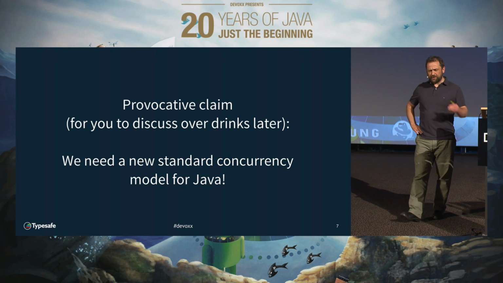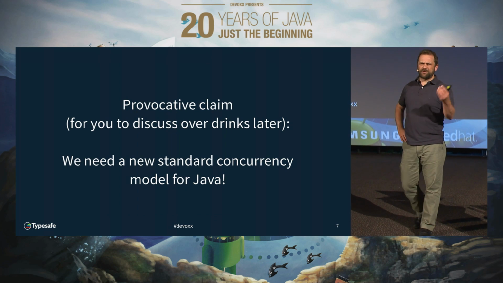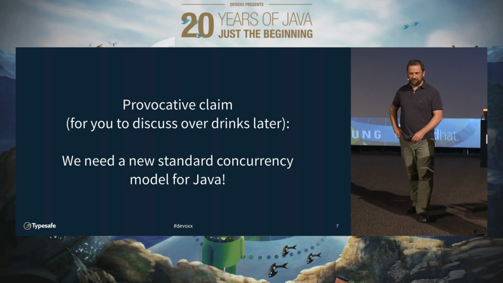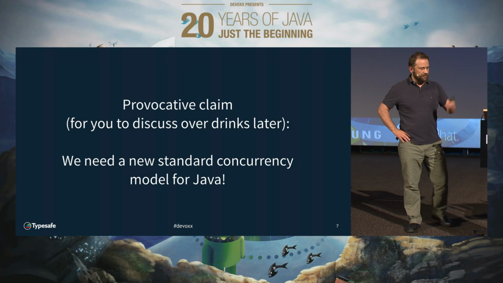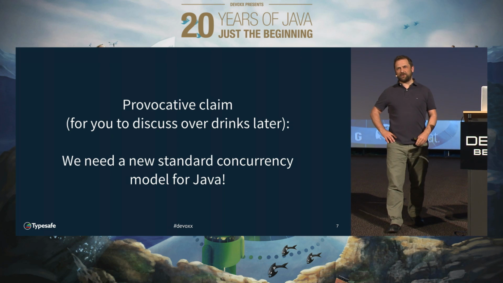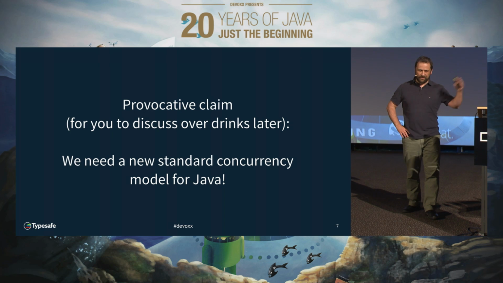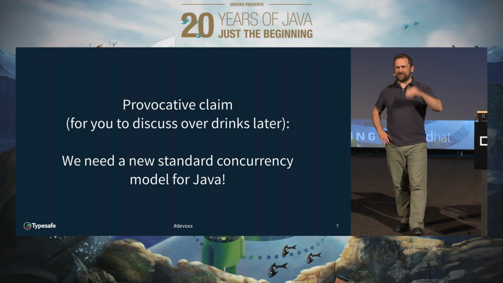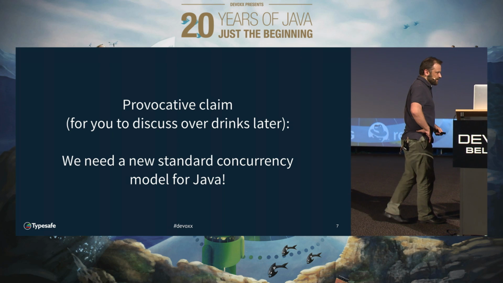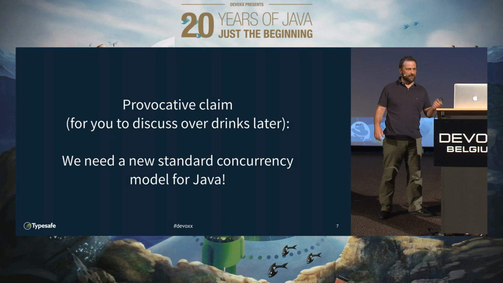Because it's a bit abstract and about models, I want you to stay motivated, so I want to put up this claim. I'm going to claim that the Java world needs a new concurrency model. That's a bold claim. I said threads are rubbish. We want to have something on top of that. So this is something you can discuss after this talk over beer, and I'm going to give you some material for this.